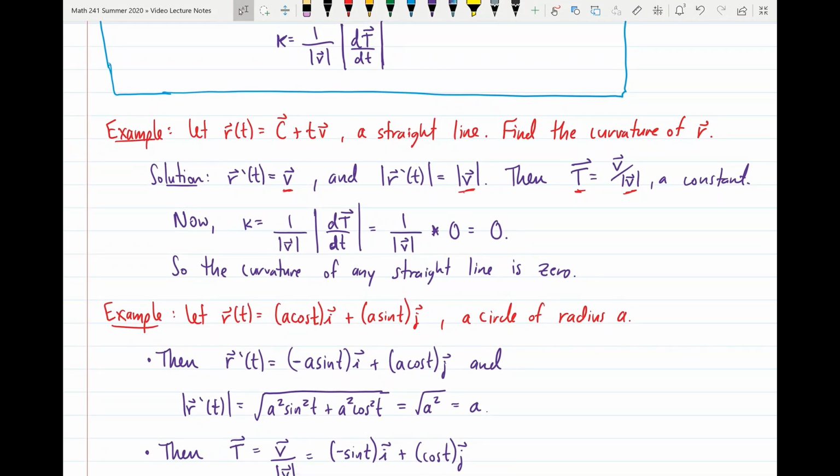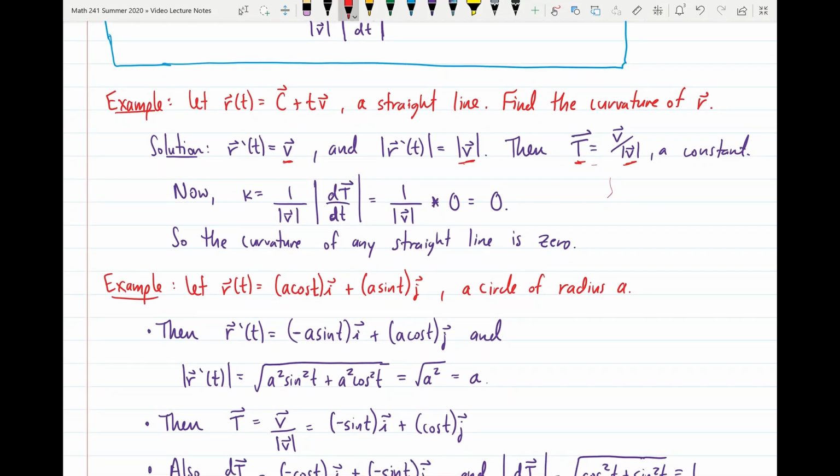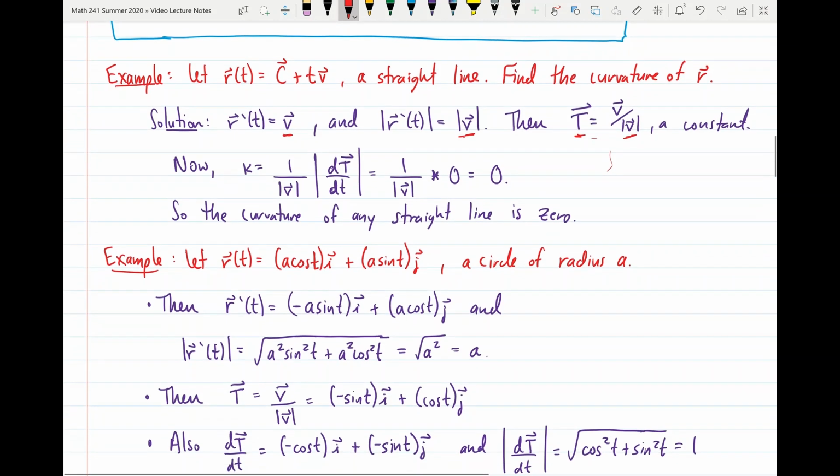Now, by the formula that we have listed above, kappa, or the curvature, will be equal to 1 divided by the magnitude of v times the magnitude of the derivative of T with respect to t. But because the unit tangent vector is constant, the derivative of the unit tangent vector with respect to t is just going to be 0. So we end up finding that kappa is equal to 0 for all t. So the curvature of any straight line is 0 at all points.